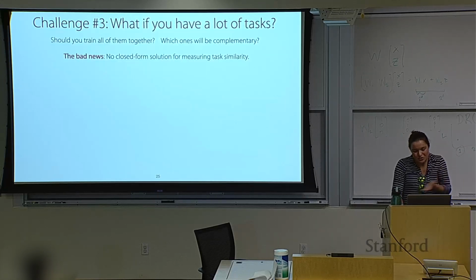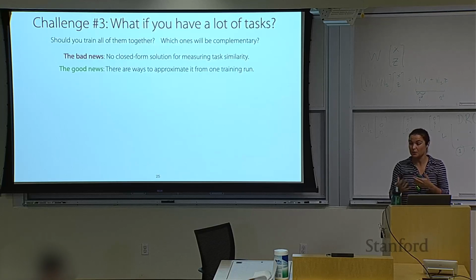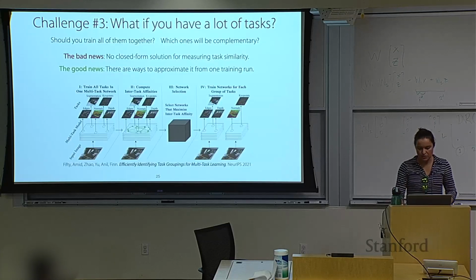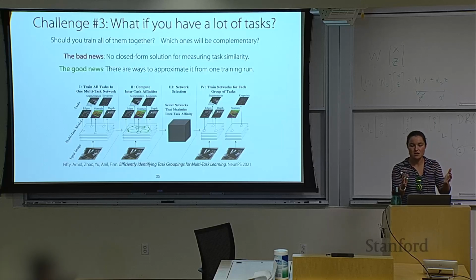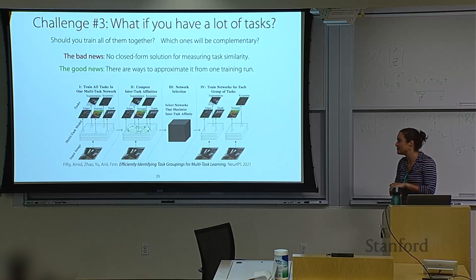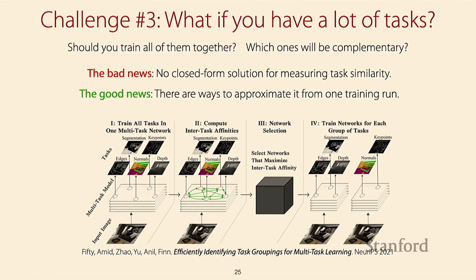The somewhat better news is that there are some ways to try to approximate task similarity from a single training run, rather than trying to brute force and see what happens when you train different sets of tasks together. Here's one example that does a single training run of a single multitask network, analyzes how those tasks are similar to each other by looking at the gradients, looking at the optimization process, and then ultimately figures out which tasks should be grouped together and which tasks should be trained separately.